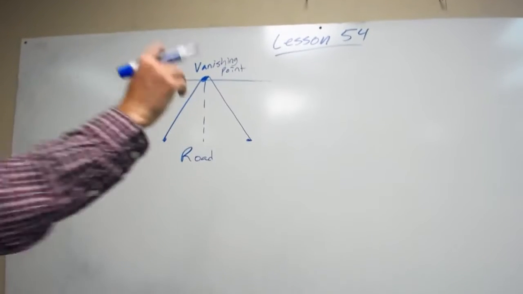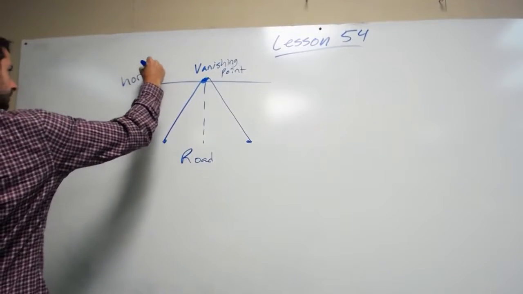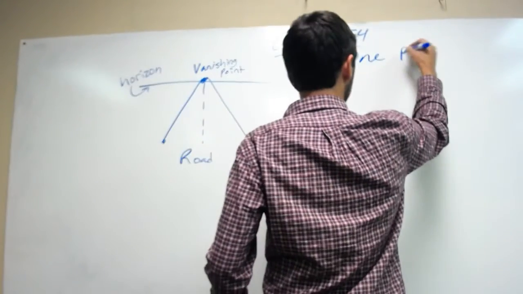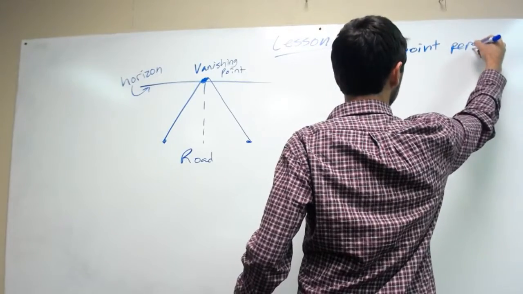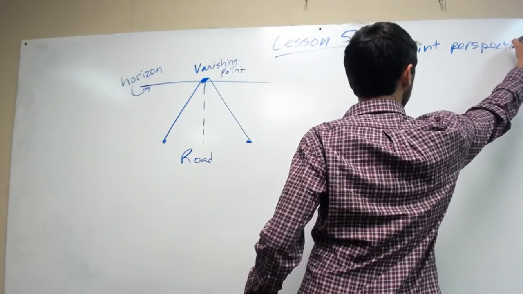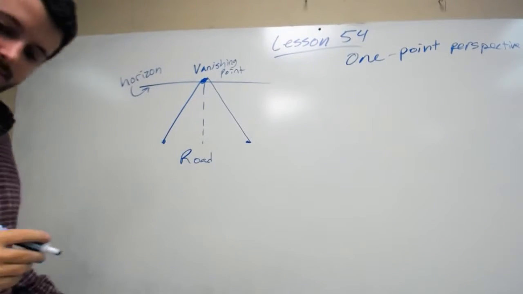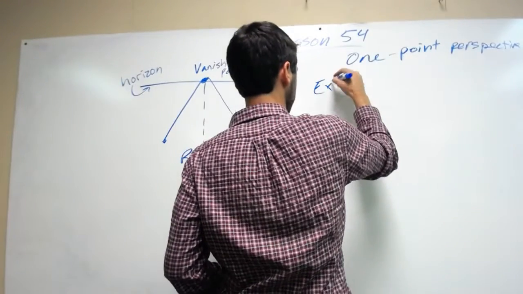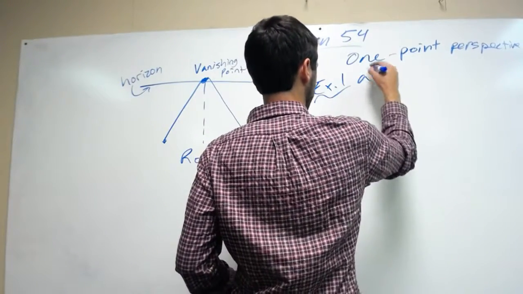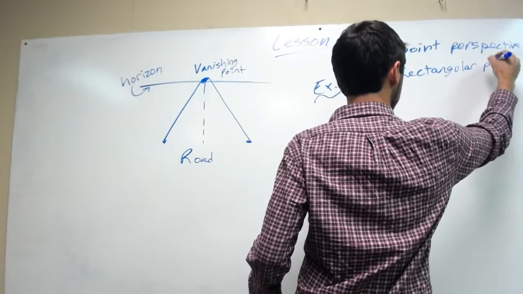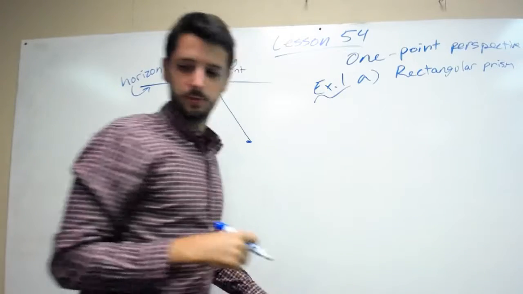The horizon is the horizontal line. That's your horizon. And what we are going to do today is called one-point perspective. So this is a one-point perspective drawing. Okay, one-point perspective. I'm going to look at example 1A. Example 1A wants us to draw a rectangular prism in one-point perspective drawing.